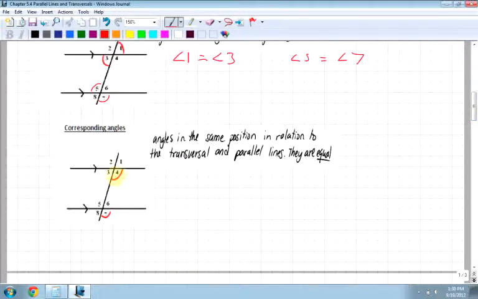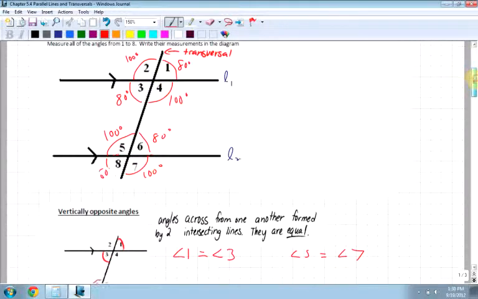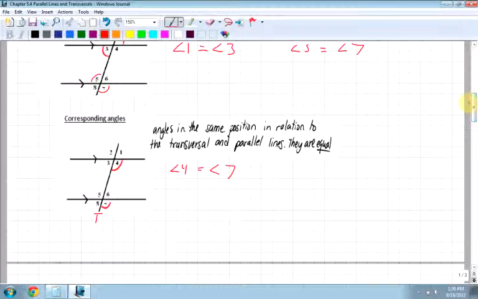Corresponding angles. Remember what we said about corresponding. They're in the same position, and in relation to the transversal, they're on the same side. Look, this one's facing down, this one's also facing down, on the same side of the transversal. These angles are also equal, so angle 4 is equal to angle 7. And if we look above, that's angle 4 and 7, 100 and 100 degrees. Both equal.